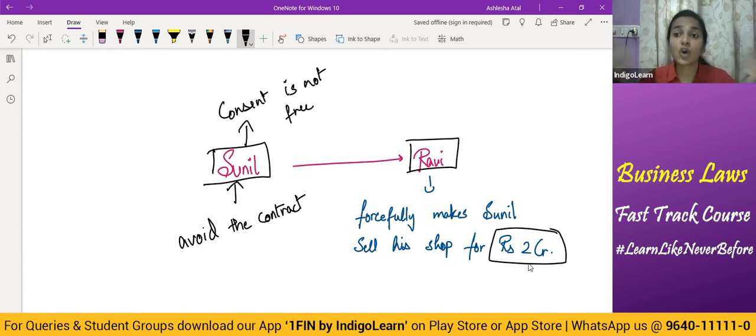Say Mr. Sunil does not want to sell his shop. So he can go to the court and state the fact that he was forced to sell his shop to Ravi and he does not want to continue with the contract.